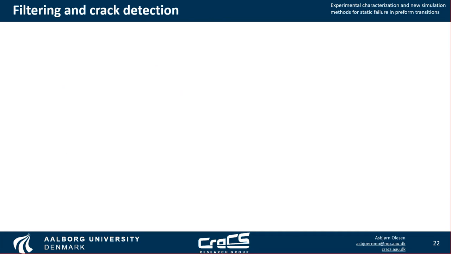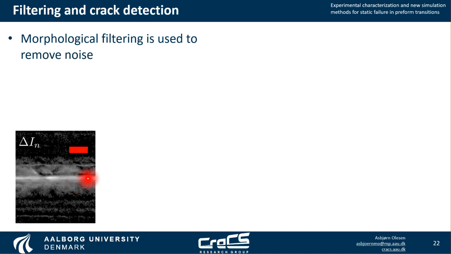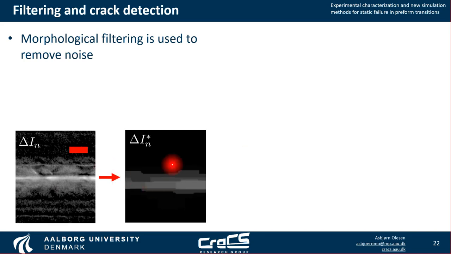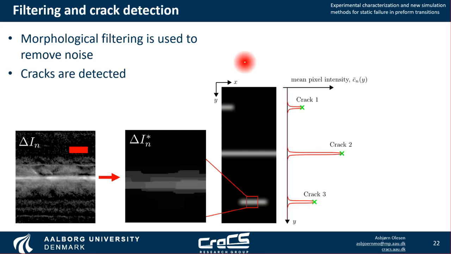Then we get to the last bit of the noise. We use a morphological filtering to remove this noise. So here is a raw output. We have what is a crack here in the middle, but we also have small lines which are caused by stitching fibers or other sources of noise. With the morphological filter, we're left with just this line from the crack, and we can then actually go into detection of where the cracks are. So for a full image here, we calculate the mean pixel intensity across the image, and with a peak finding algorithm, we then detect the cracks.